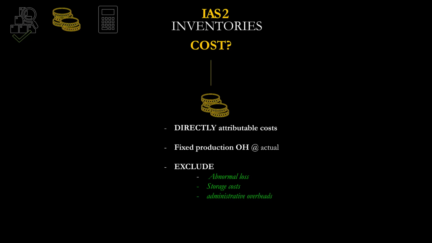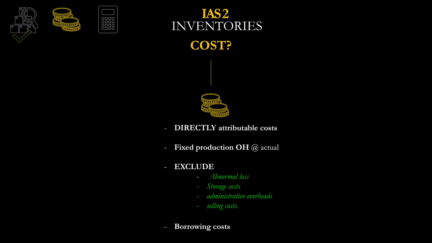Also, you have the administrative overheads. They do not contribute to bring the inventories to its present condition and location, and that's why they are also excluded. Also, whenever you see some selling costs, please bear in mind not to include that as part of the cost of the inventory. So that's done for the selling cost.